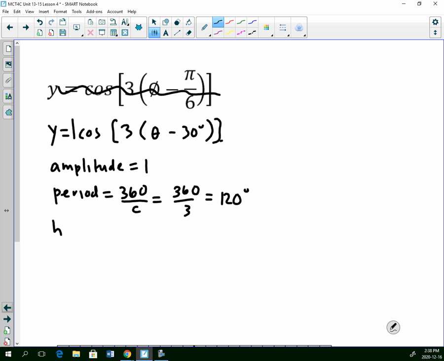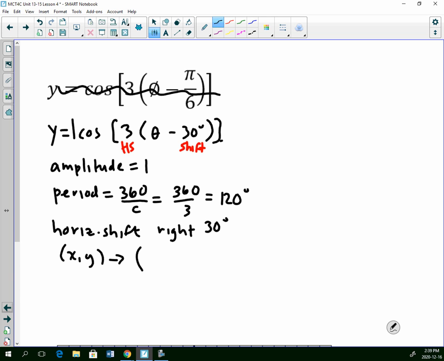And then we have a horizontal shift. Right? So we have a horizontal stretch and we have a horizontal shift. So it's going right 30 degrees. Okay, the amplitude, we don't have a vertical stretch, so the amplitude's 1. We don't have a vertical shift, so we're just compressing it by 1/3 and then moving it to the right 30.